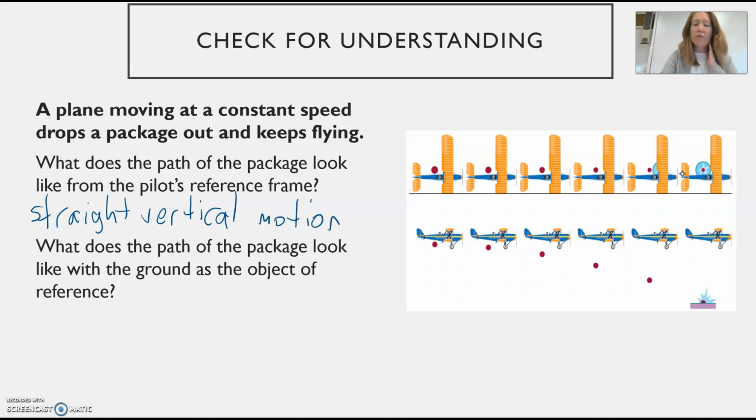But if someone is using the ground as a reference frame, for instance, they're standing on an island or something and watching this happen, then they're going to see the bottom picture. They're going to see a parabolic path for that projectile, with that red dot moving through space.